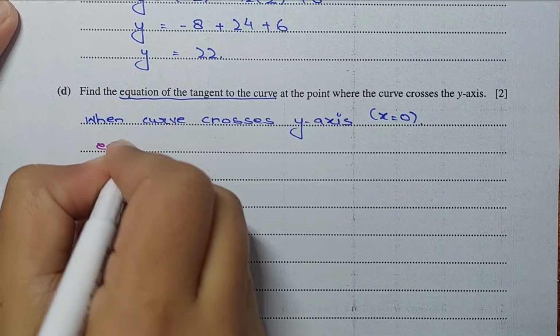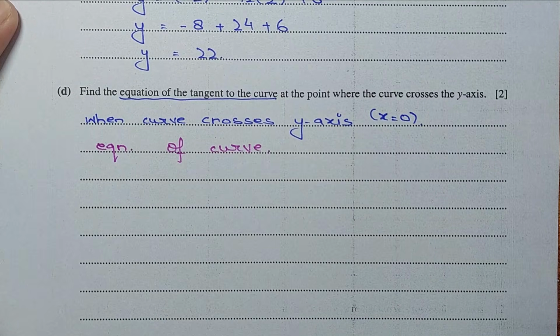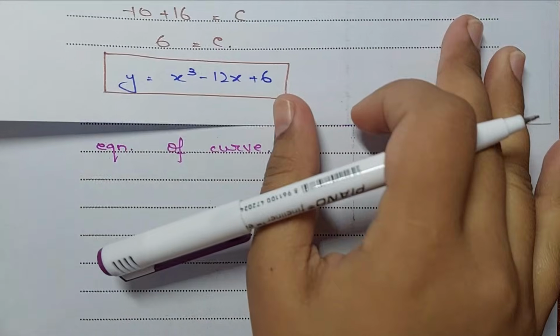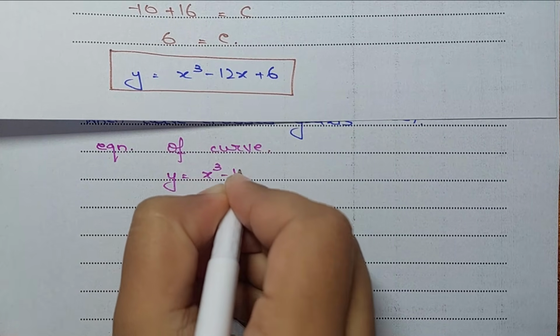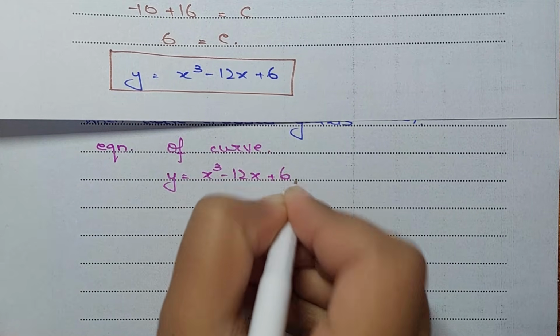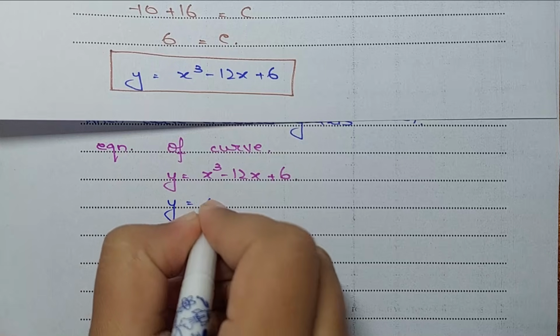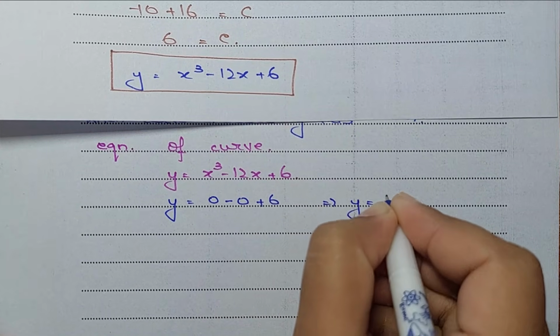So we have the equation of the curve. We found the equation of the curve in part B. Okay, here is the equation of the curve. Just substitute x equals 0 over here. Let me write it down. y equals x cube minus 12x plus 6, right? Now just substitute x equals 0. So y would be equal to 0 minus 0 plus 6. So here the y would be equal to 6.